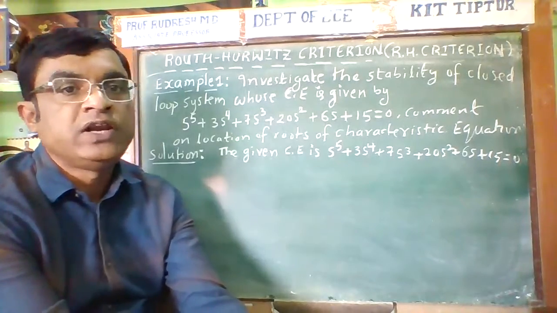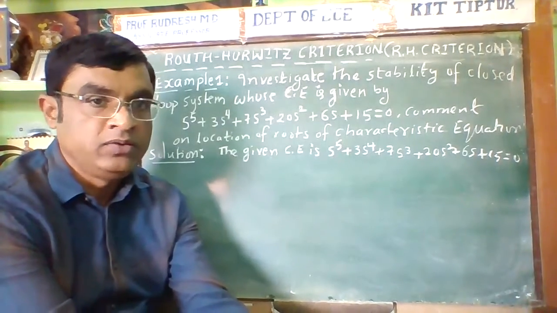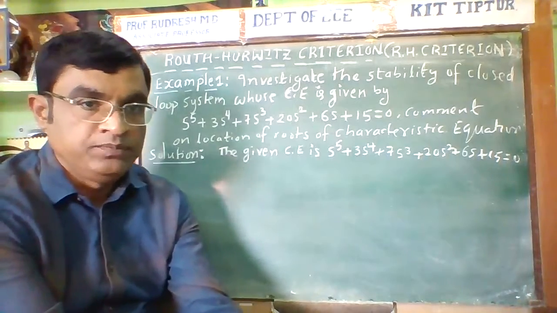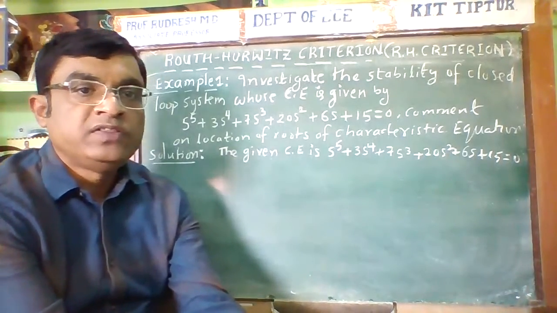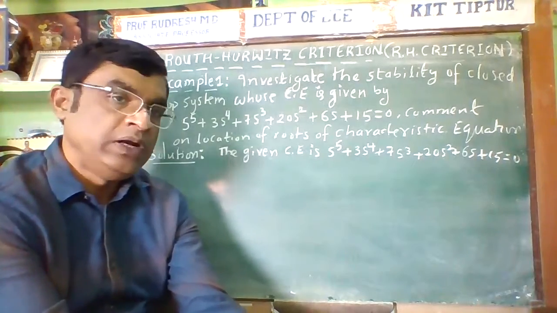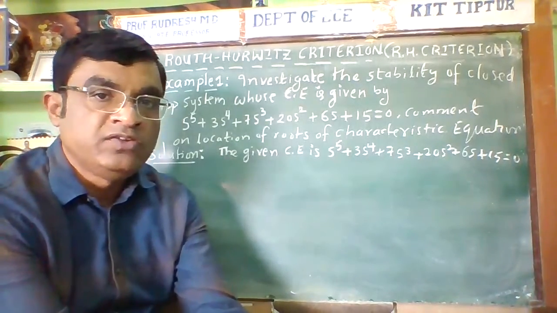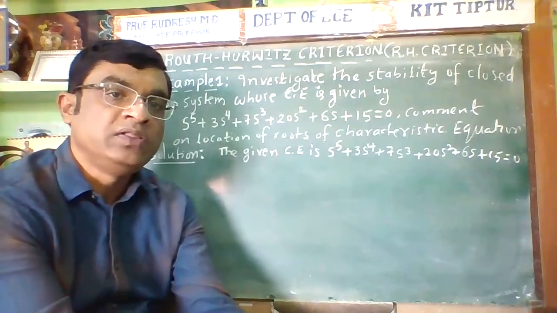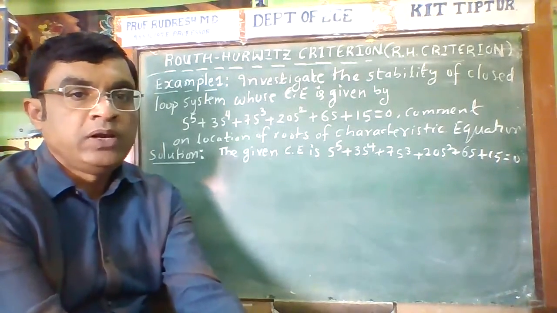We know that the RH criterion is an algebraic criterion used to verify the system stability. In order to verify the system stability, we need to verify the necessary condition of stability and the sufficient condition of stability for the given characteristic equation. Then we go for concluding whether the system is stable or not.